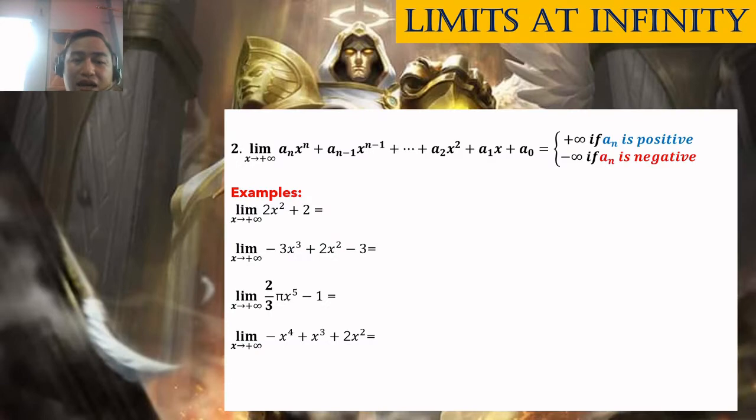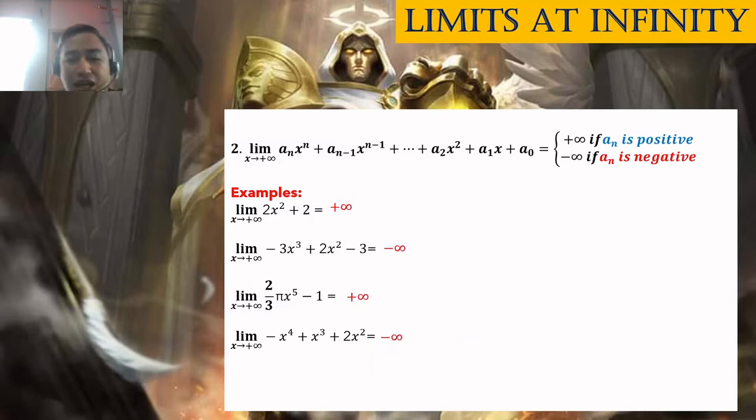It's up to you. Okay, next, number 2. The limit of the polynomial function as x approaches positive infinity. So x to the n is always positive, so a_n carries the sign. If a_n is positive, the answer is positive infinity, and if negative, negative infinity. Let's look at examples. 2 is a positive number, so the answer is positive infinity. Negative 3 is negative, so negative infinity. This 1 is positive. 2/3 pi is positive, so positive infinity. And this one is negative 1, so the answer is negative infinity.